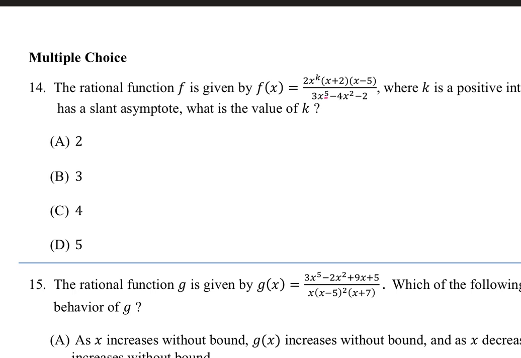So I know that the degree in the top is 5, which means the sum of these exponents has to be 6. So if this is x to the first and x to the first, then I need k to be to the fourth, because x to the fourth times x to the first times x to the first is going to give me x to the sixth. So 4 is the answer you're looking for there.